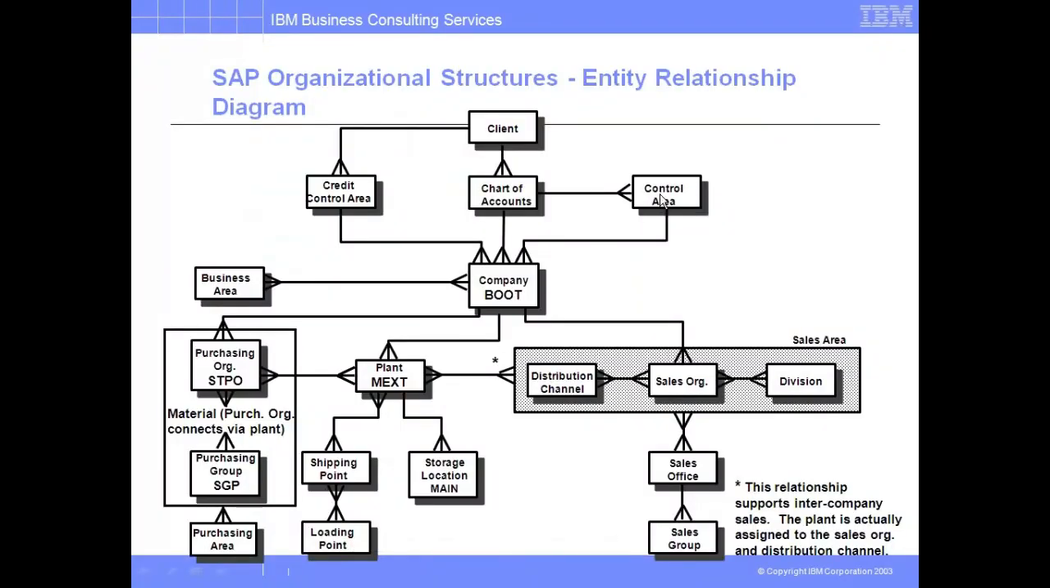This is the one I am referring to. Control area, you see here control area to company code. It is one to many. It means one control area can feed the requirements to many company codes. If you want to define it, you can define it one to many, or if you want to go with one to one also, you can go.